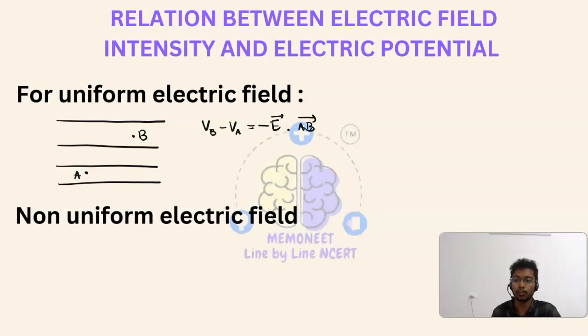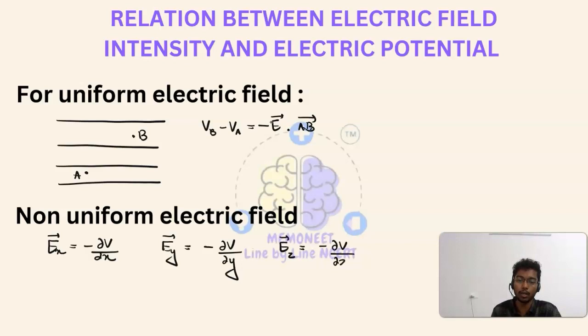So when we are putting in a non-uniform electric field, we have, let's say, Ex, the electric field represented in terms of the electric potential. We have the E vector equal to the negative gradient of the potential, that is Ex is minus ∂V/∂x. When we write Ey, this will be minus ∂V/∂y. When we write Ez, that is equal to minus ∂V/∂z.